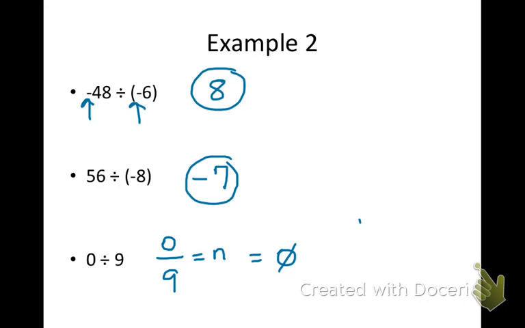It does not work if 0 was in the denominator, because now I would be asking you to tell me which number times 0 would equal 9. And mathematically, that doesn't even exist. That's just not even a possibility. So we say that anything divided by 0 is undefined.